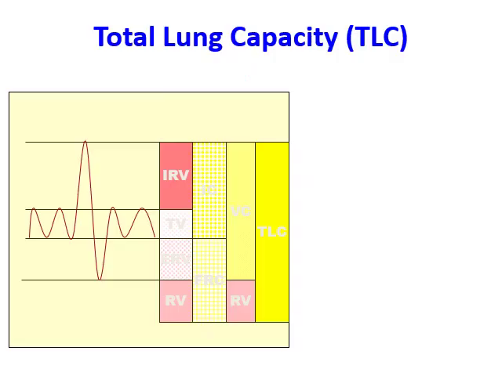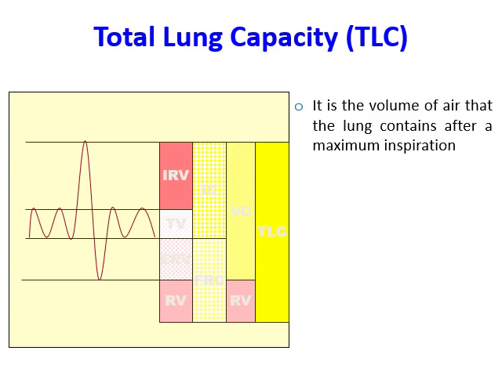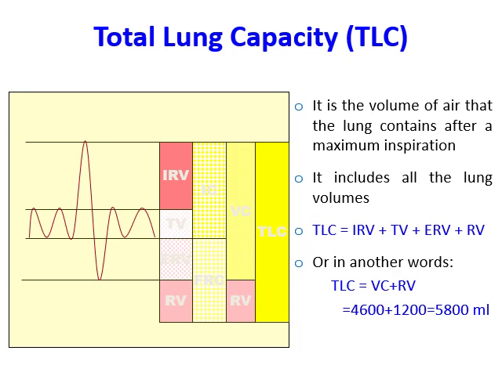The fourth static lung capacity is the total lung capacity. It's the volume of air in the lung at the end of a maximum inspiration. So it includes all the lung volumes. It's the sum of the tidal volume, inspiratory reserve volume, expiratory reserve volume, and the residual volume. That's to say, the total lung capacity is the vital capacity and the residual volume. And how much is it? The total lung capacity is approximately 5,800 milliliter of air.